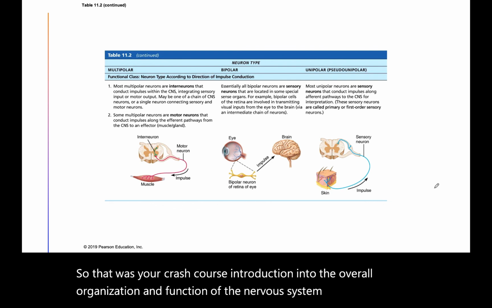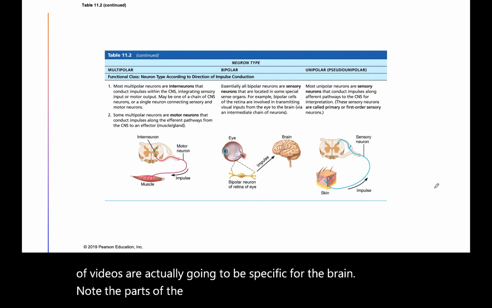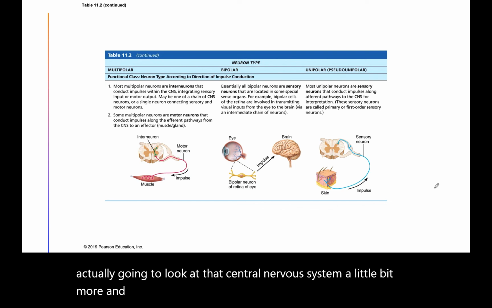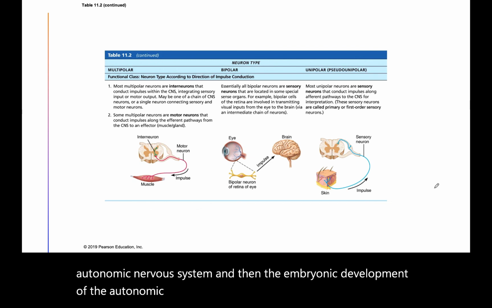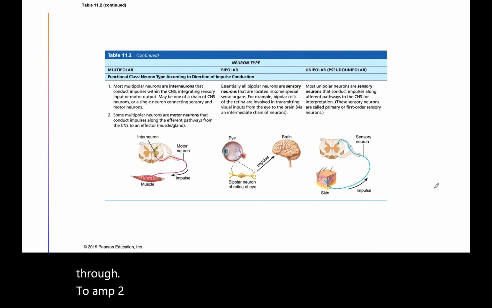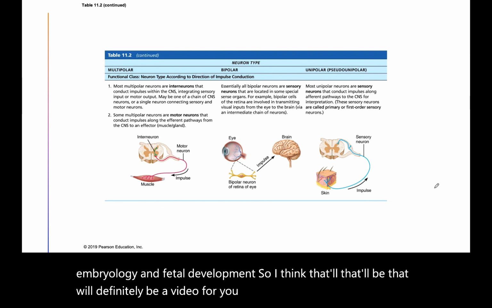The next series of videos are actually going to be specific for the brain. The parts of the brain, function of the brain, and so we're actually going to look at that central nervous system a little bit more, and then you're going to look at the autonomic nervous system, and then the embryonic development of the autonomic nervous system, which I think will be really interesting, and that'll be something that'll carry you right on through to AMP2, right straight through AMP2, all the way up to embryology and fetal development. So I think that'll definitely be a video for you to download and save. Let's say it like that.